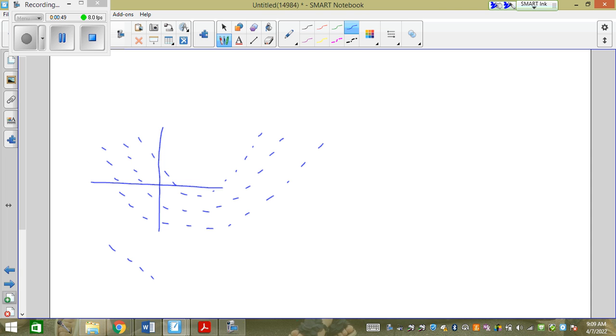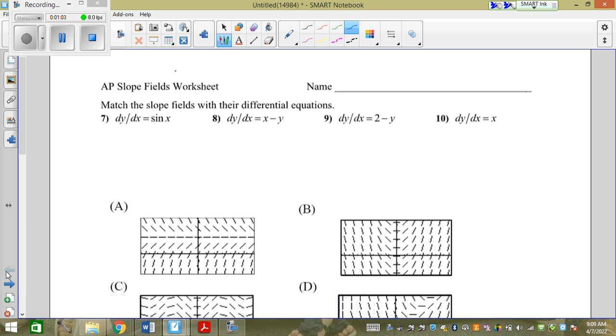Sometimes they go like this, and then they go like this. Well, then they go like this. Then I was like, oh, maybe it's still a parabola, or maybe it's an absolute value. So the slope fields help you kind of guess what your graph would look like. So if we go back to the first one here, this one says, match the slope fields with their differential equations.